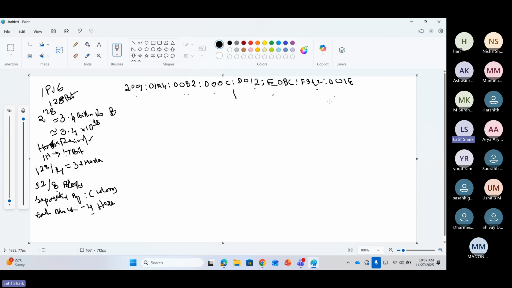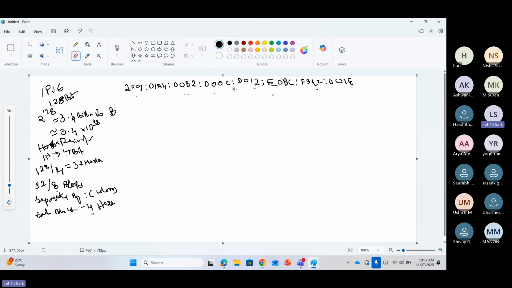Okay. 4. Another 4. Totally 8 blocks. Total it is 8 blocks. See? And IPv6 is secure.